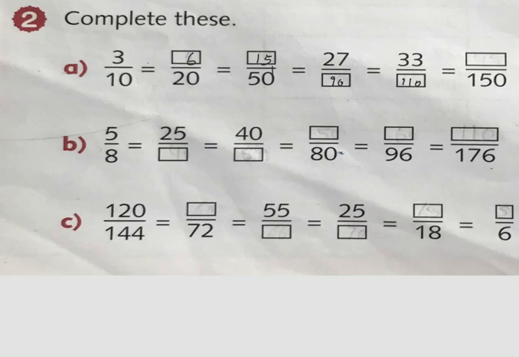Now the last fraction is 150. So find a number which we multiply with 10 and it gives us 150. We know that 10 15s are 150. So multiply 15 with its numerator also. So 3 15s are 45. I think you got the question.